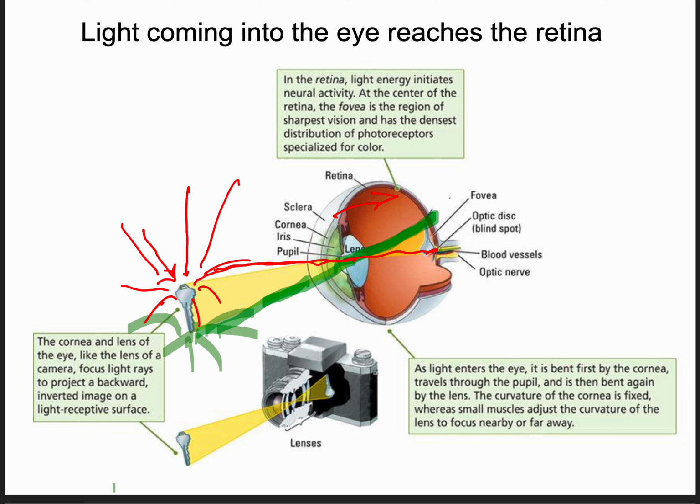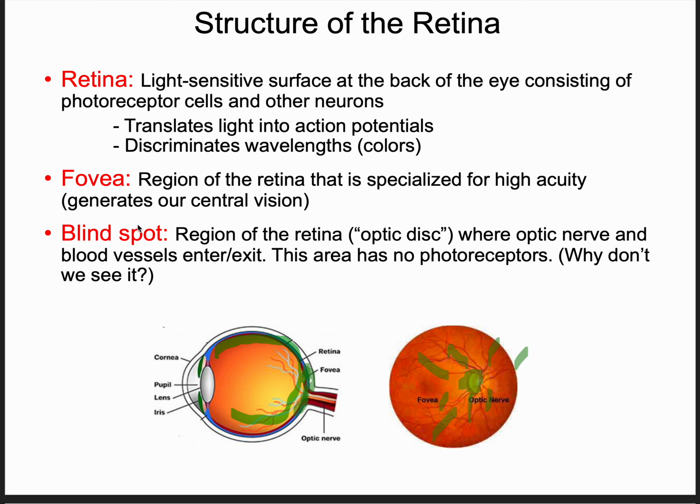Structure of the retina. The retina is the light-sensitive surface at the back of the eye, consisting of photoreceptor cells and other neurons. It translates light into action potentials and discriminates wavelengths, colors. The fovea is the region of the retina that is specialized for high acuity and generates our central vision.